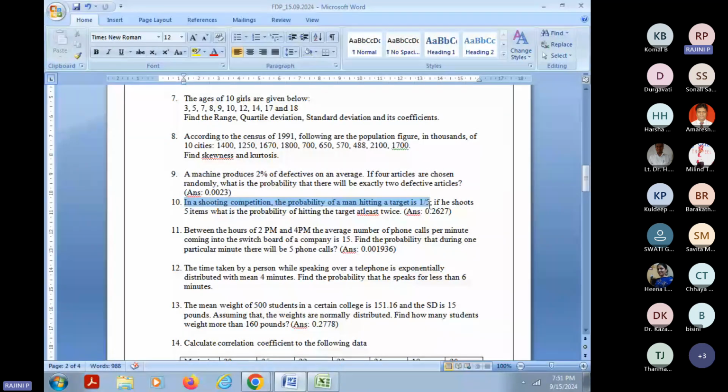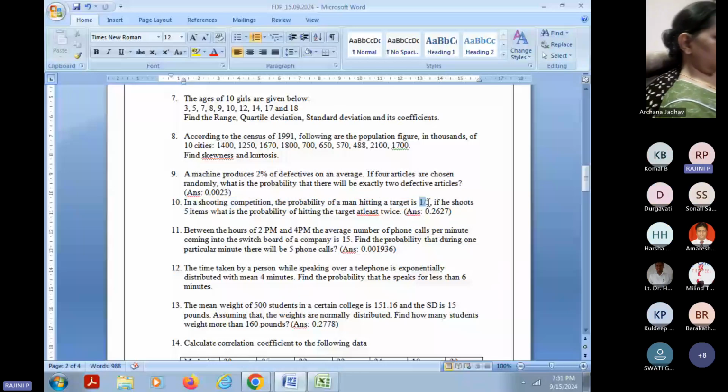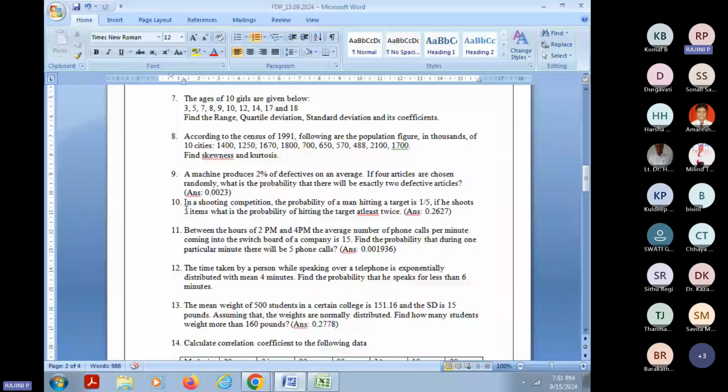So the probability of a man hitting a target is 1 by 5. If he shoots 5 times, then what is the probability of hitting the target at least twice? Okay, so first you need to check, whenever you are conducting an experiment, whether it has two possible outcomes or not.